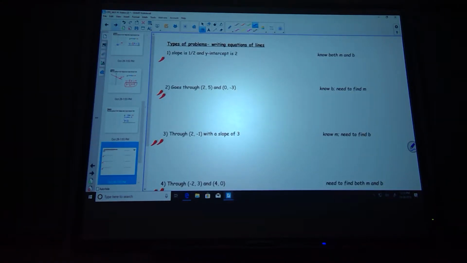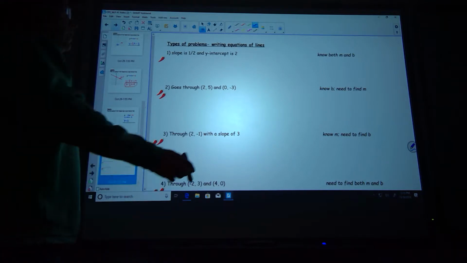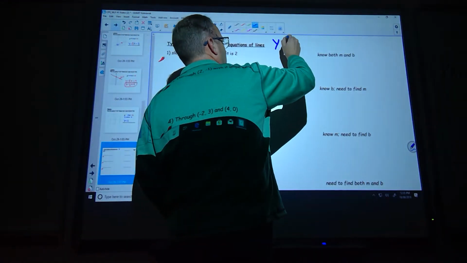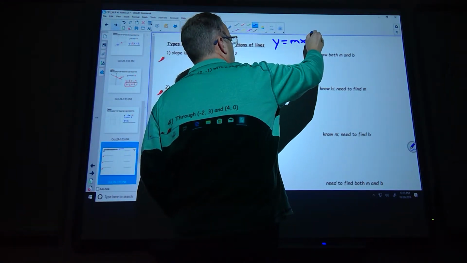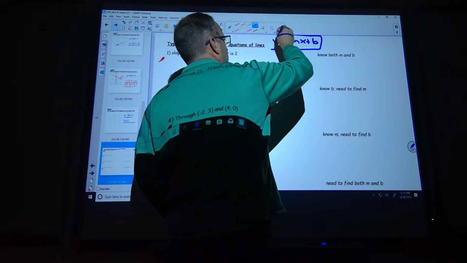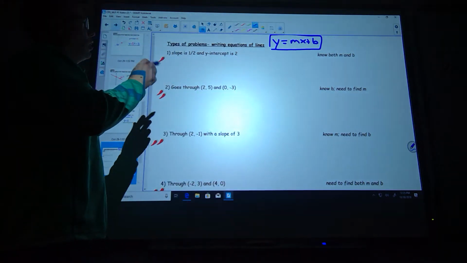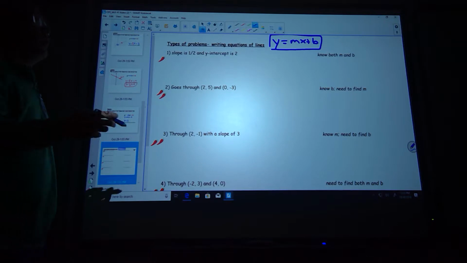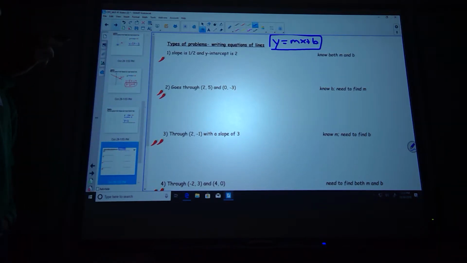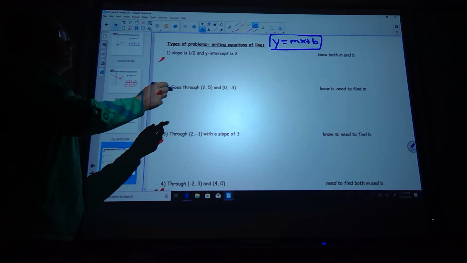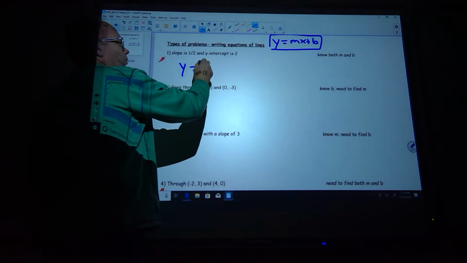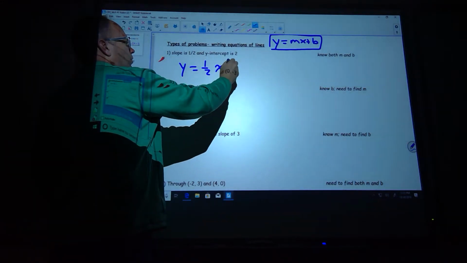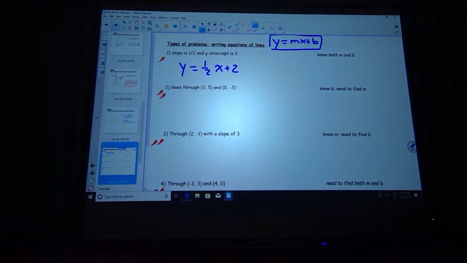All right. So we need to know that we're going to go back here and use this equation multiple times. Okay, so this is my go-to. So I have the slope of 1/2 and the y-intercept of 2. So I know both m and b in this case. Agree? So my answer is y equals 1/2 x plus 2. Got it right?